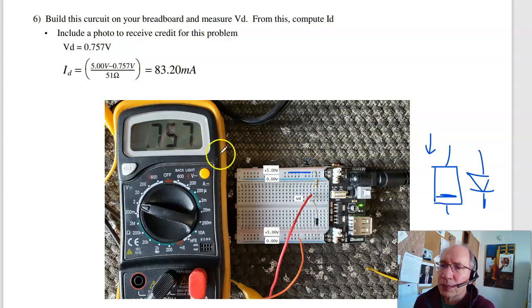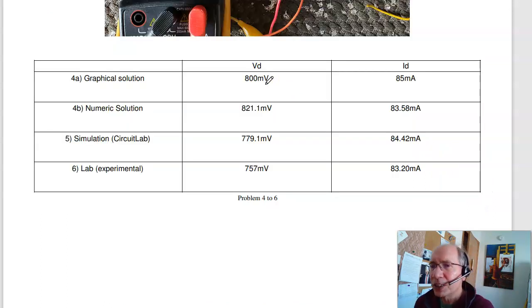So I can compare them. If I use a graphical method, here's the voltage, numerical solution, simulation circuit, lab. This is typical in 320. I've got one circuit, I've got 4 different answers. Each method uses slightly different assumptions, so the answers are slightly different. They should be close though. So it's at 800, 821, 779, 757 millivolts. It's right around 700, 800 millivolts, ballpark. And the current's really all about the same.